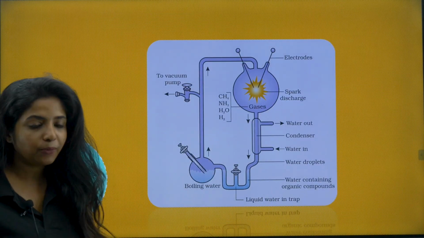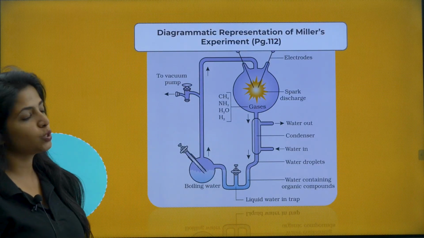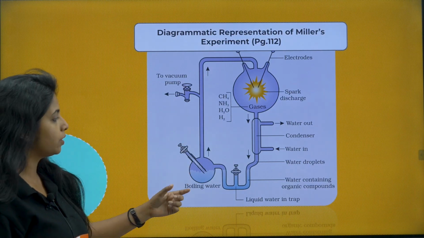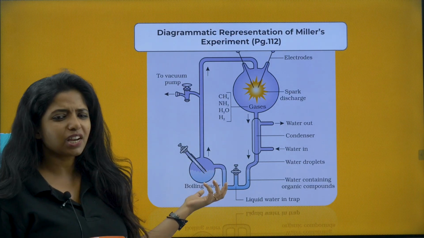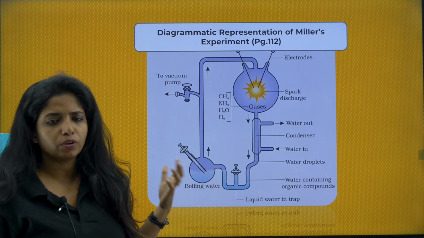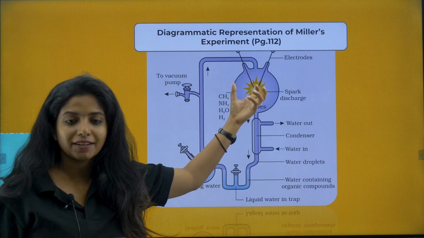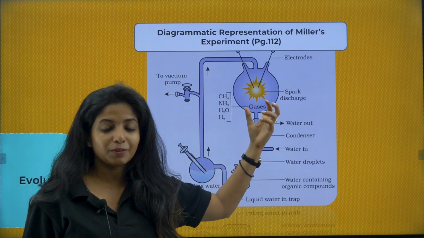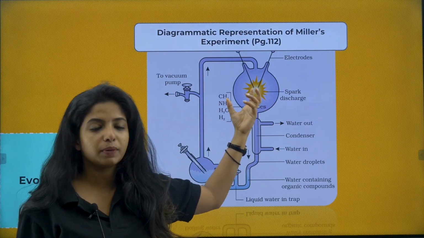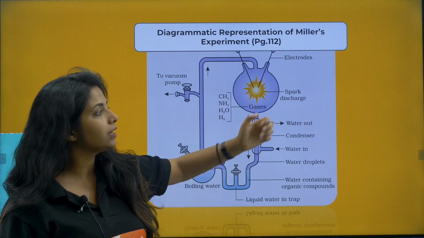Now evolution chapter, you have the S.L. Miller experiment, my dear children. This is very much important. Over here in this chapter there is only one picture that you should definitely know. So boiling water, the water vapor comes in, you have electricity, to provide high temperature, that is 800 degrees Celsius.